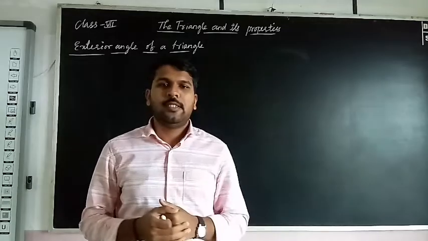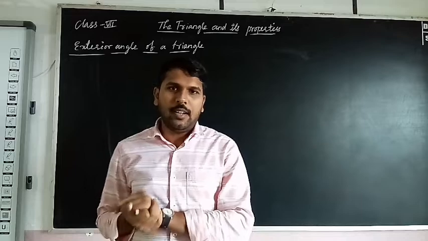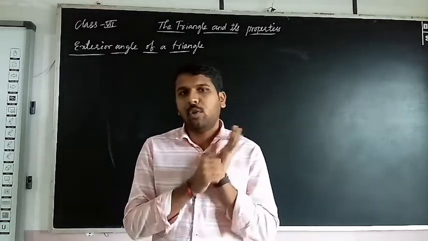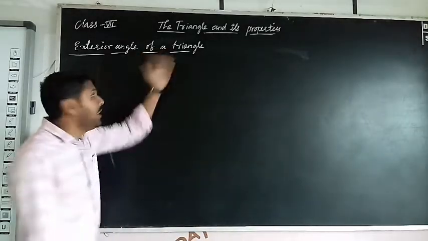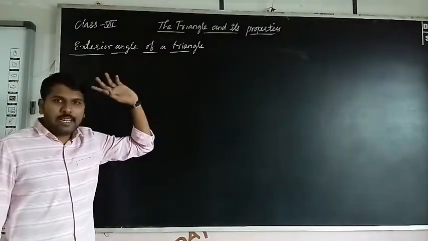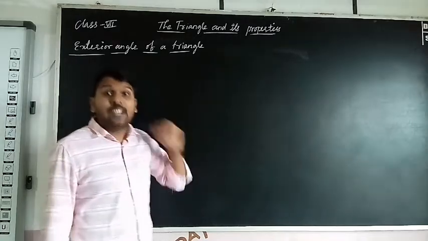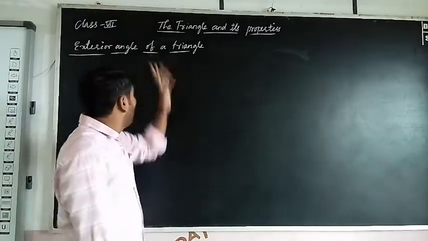Hello my dear students, in the last class we have discussed altitude and median of a triangle. Today we are going to study the new topic, that is exterior angle of a triangle. In the name only, exterior angle of a triangle means the angle is outside of a triangle. So what is that property? So first, how to learn that one?